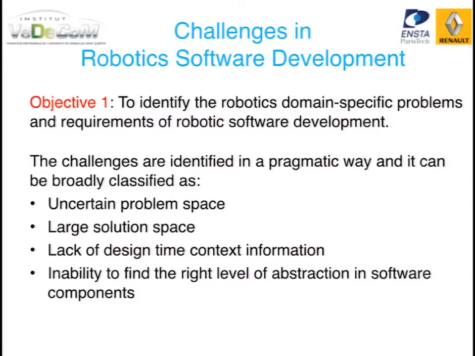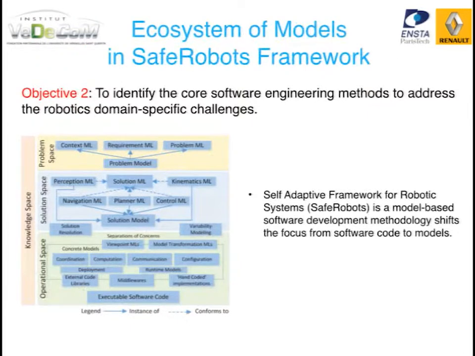And the last one is the inability to find the right level of abstraction in the software component, which is usually a trade-off between the usability and portability of the software code. For this, our second objective is to identify the core software engineering methods so as to address these domain-specific problems.